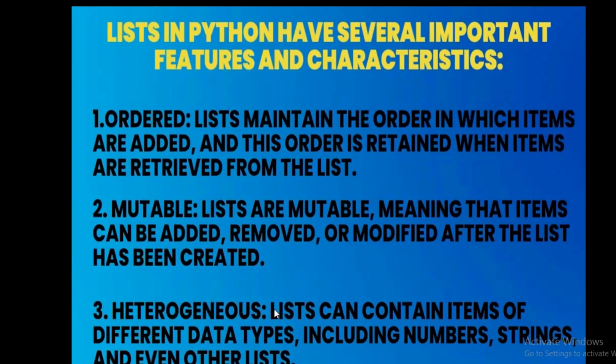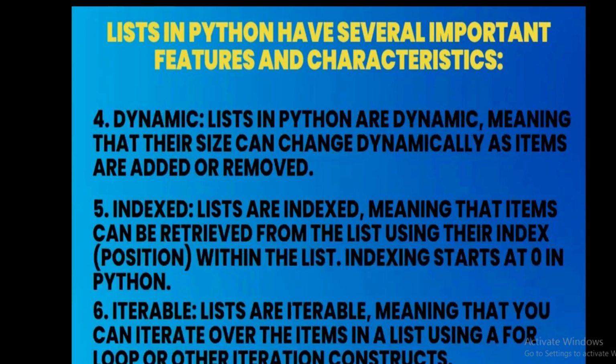You can add a new element, you can remove an element, or you can modify the list element any time. Heterogeneous. That means a list can contain items of different data types. As I told you, the elements of the list can be of the same data type or of different data types. It includes numbers, strings, and even other lists. Next thing is it is dynamic. Lists in Python are dynamic. That means their size can be changed dynamically.